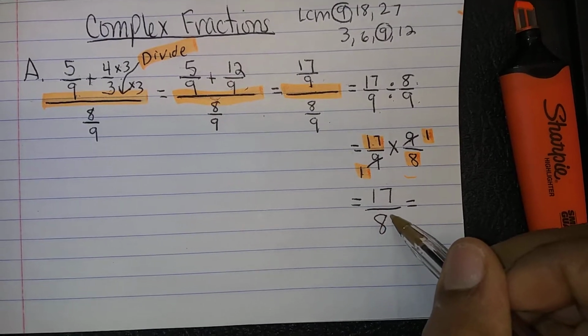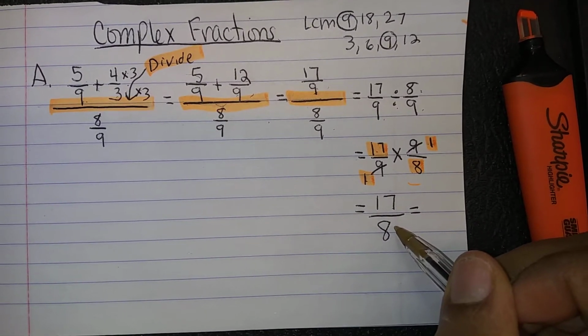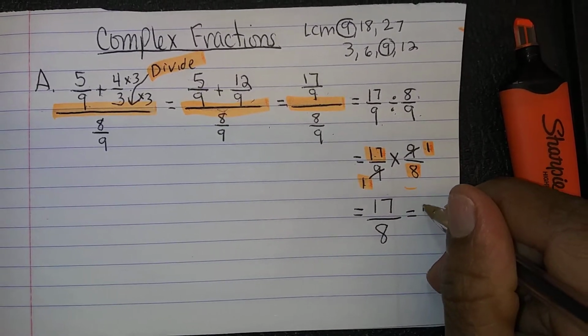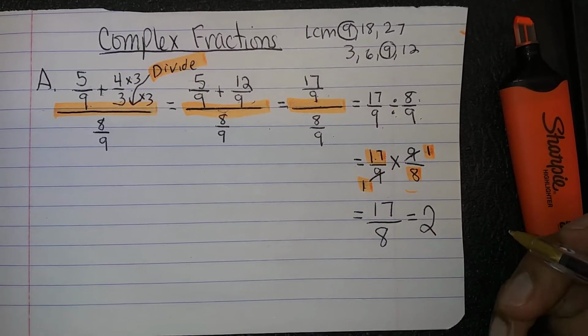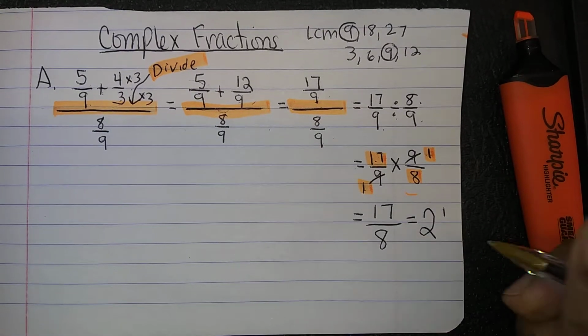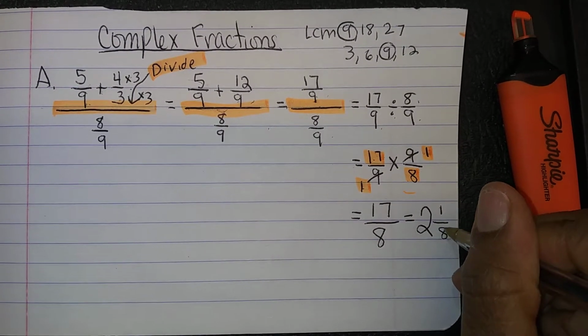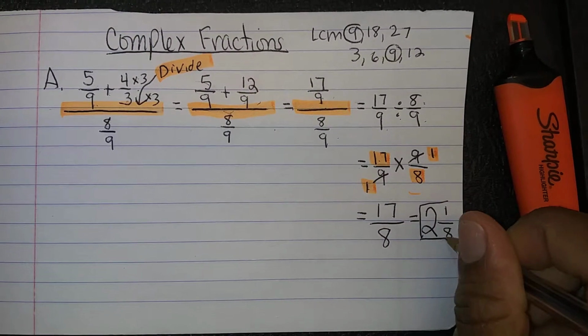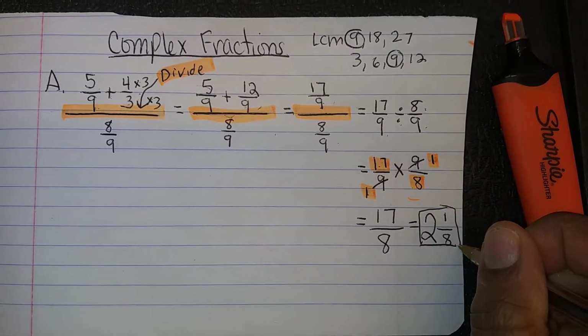This is an improper fraction, or fraction greater than 1. I need to convert it to a mixed number. 8 goes into 17 2 whole times, which equals 16. There's 1 left over to get 17, and the denominator is 8. So to conclude, the final answer to the original problem is 2 1/8.